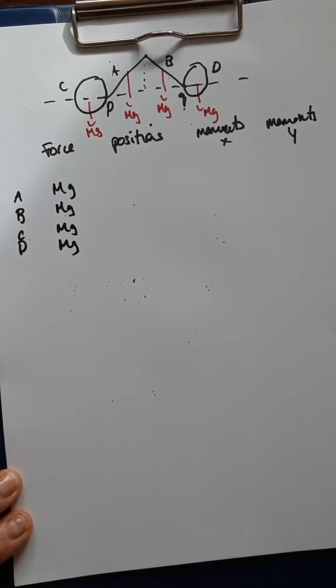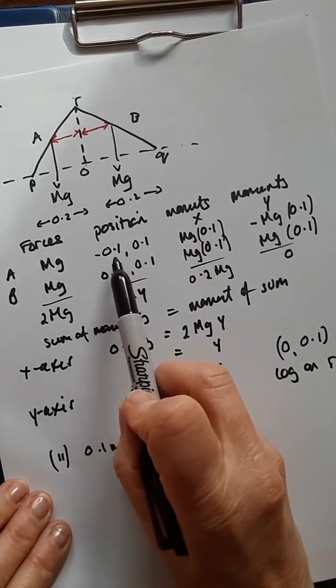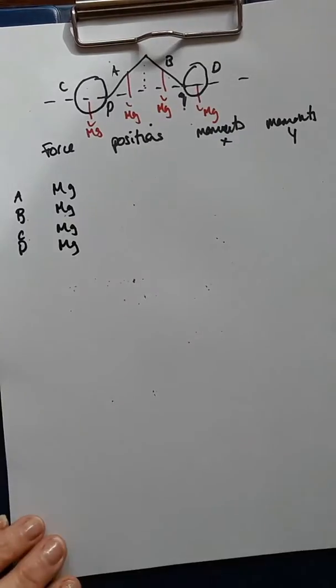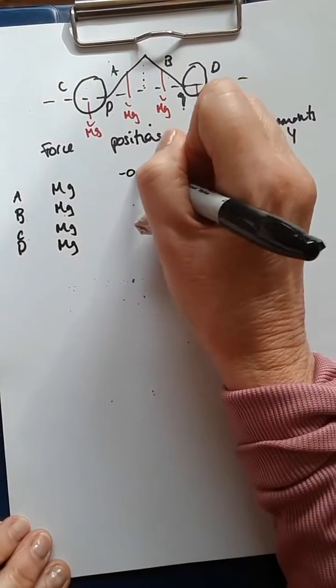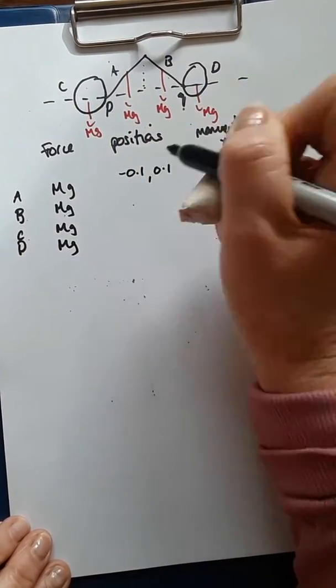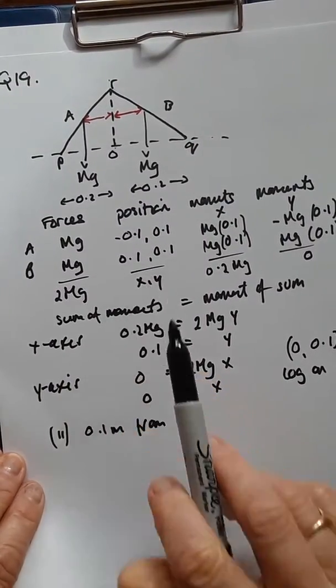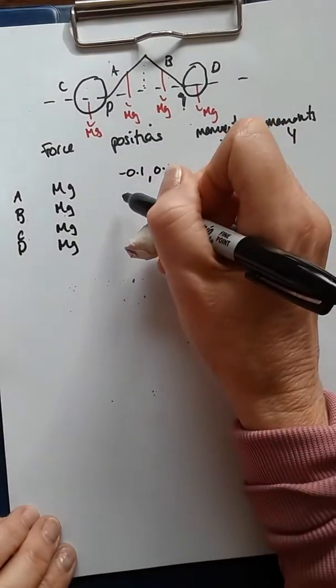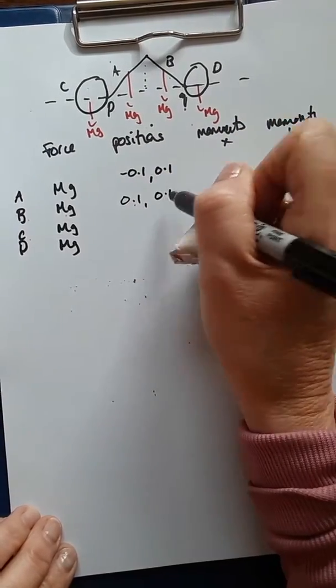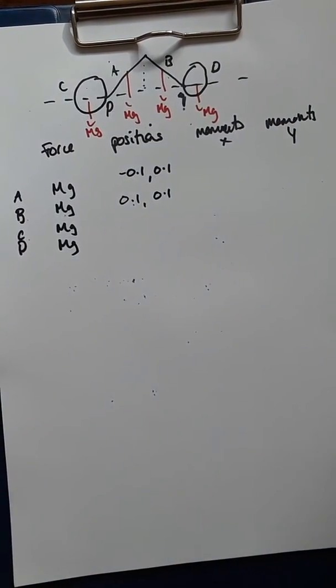Right, the positions. The centre of gravity of A, we already know where that is because we found that in the first part, remember? It's (-0.1, 0.1). So this one's (-0.1, 0.1). The centre of gravity for B, again, we already know: (0.1, 0.1). The centre of gravity for C.